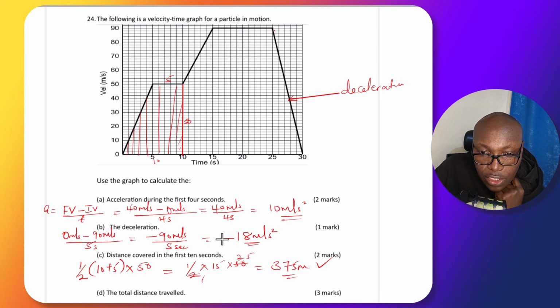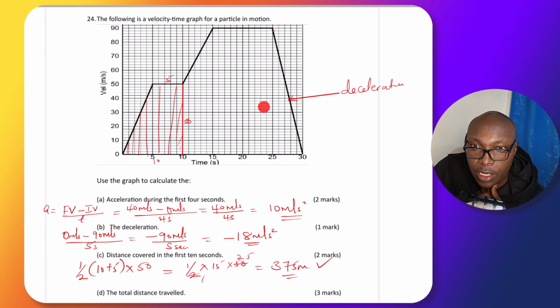Then the other part, the total distance traveled. The total distance traveled will be the total area under the whole graph, from 0 to 30. In a velocity time graph, the total distance is given by the total area under the graph. We already have 375, so the remaining area I can divide into sections.